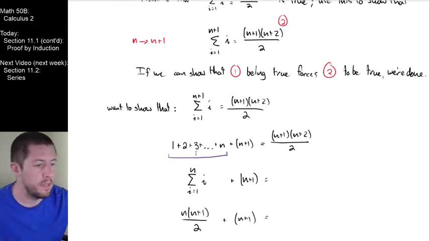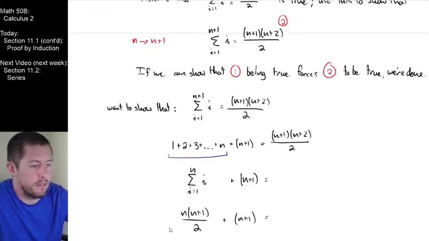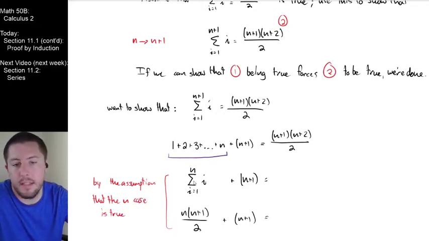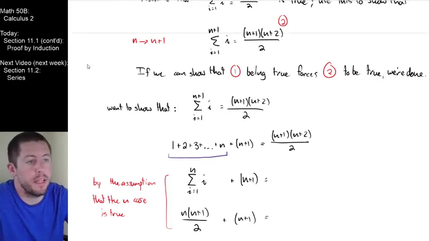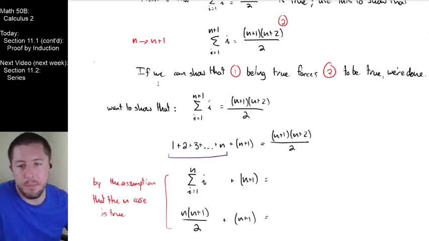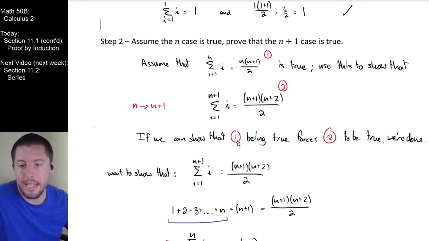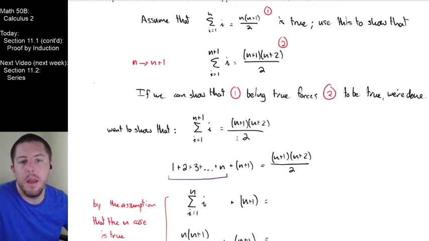And so I just want to say here, this part right here, by the assumption that the n case is true. That's what allowed us to make this substitution right here, is we assumed that the n case was true. But our goal stopped being to prove the n case, which was our original problem. Our goal became to prove the n plus 1 case based on the n case right there.